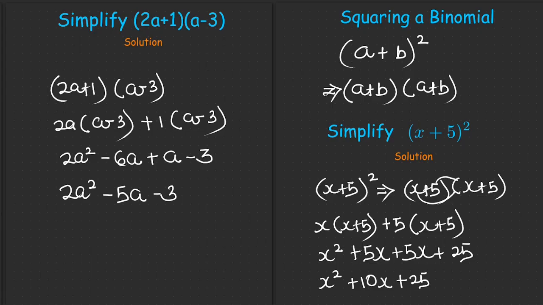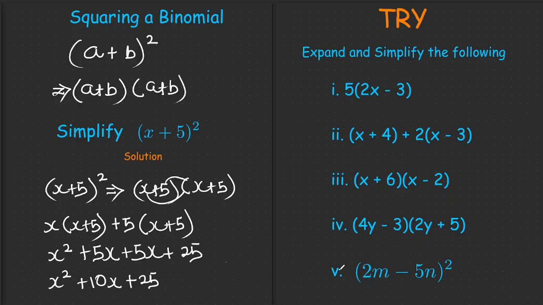That ends our lesson for expanding binomials when there are brackets. It is very simple, as you have seen. You can either use the distributive method or the FOIL method. As usual, I'll leave you some exercises so you try them out on your own to test your understanding. So here you have 5 questions you can try on your own just to test your understanding.